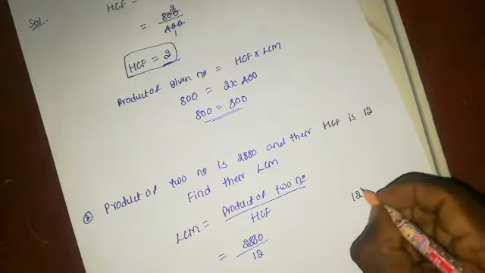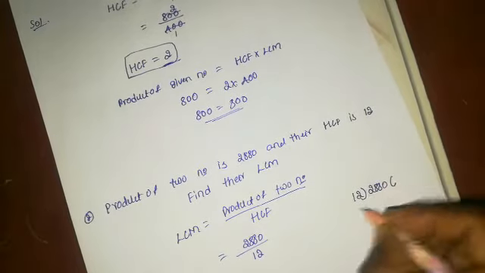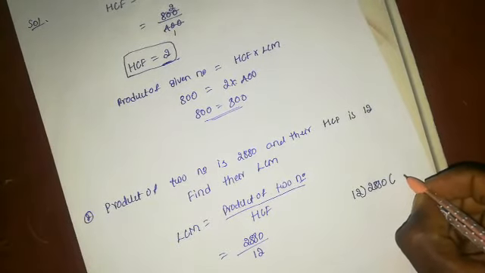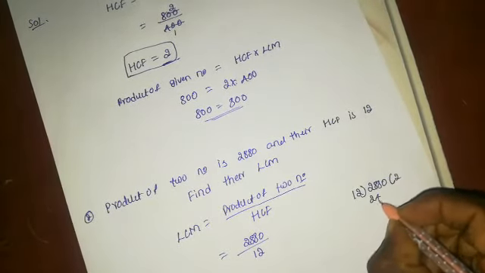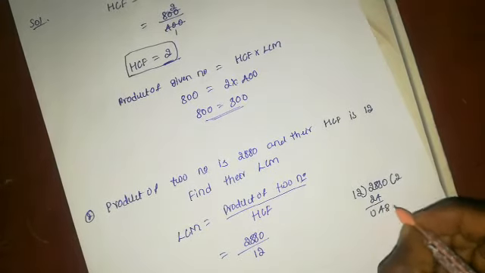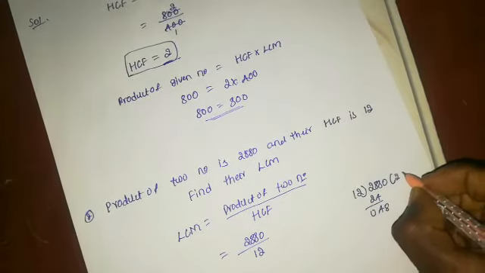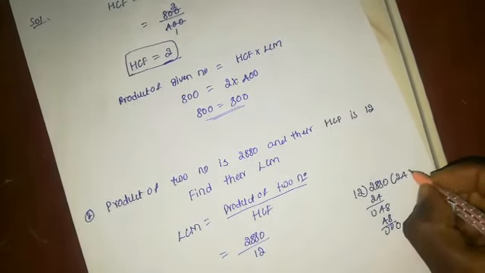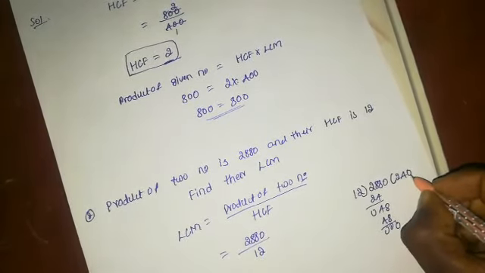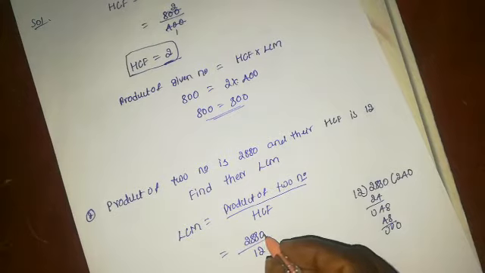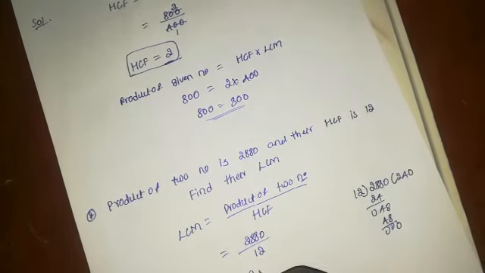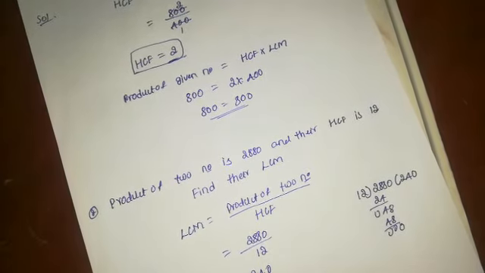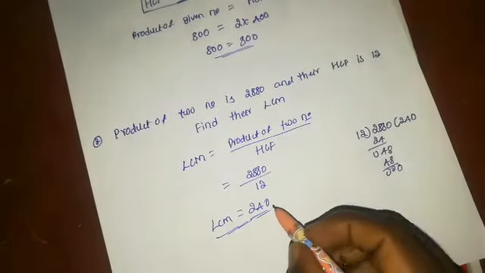How do we divide 2880 by 12? 12 divides 28 how many times? 2 times: 12 twos are 24. We get 4, and bring down 8. 12 divides 48 how many times? 4 times: 12 fours are 48. We get 0, and here we have another 0, so we put 0. When we divide 2880 by 12, we get 240. The LCM of the given numbers is 240. Thus we found the LCM.